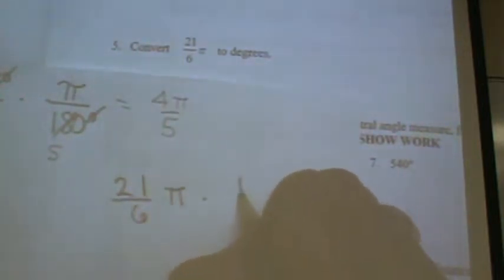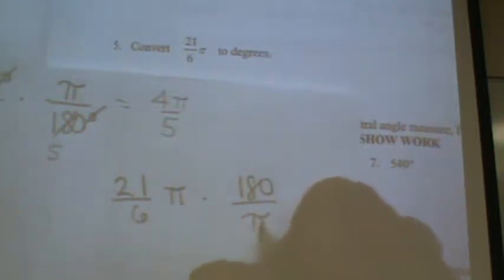Now how do you convert it if it's in radians? 21 pi over 6. You're going to multiply this by 180 over pi. These are going to cancel. 6 goes into 180 30 times, and 30 times 21 is 630. So 630 degrees is the answer.